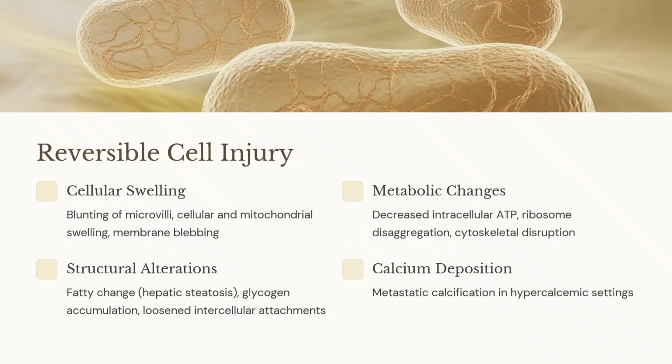What happens in reversible injury? There are a lot of changes that happen in reversible injury, but I would like you to remember them by categorizing them by their cellular components. So the membrane or the surface changes. The blunting of the microvilli happens on the surface. Then cellular blebbing can happen. Loosening of the intercellular attachments can also happen. So the villi which are already formed are flattened, the bleb is formed, and intercellular attachments are loosened.